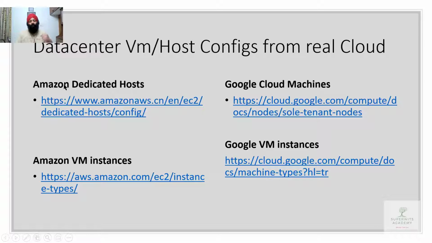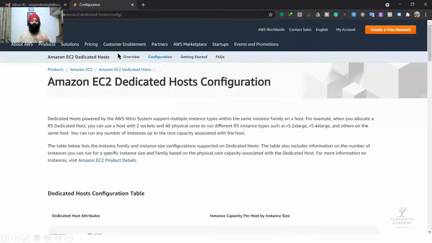So I took an example of Amazon and Google, right? So we are going to look at their actual configurations. In terms of Amazon, let me take you to the particular link, right? In terms of Amazon, what you will see is there are 2 types of services they provide. One is the virtual machine instances, which is given under Elastic Compute Cloud, and another service which has been provided under Elastic Compute Cloud is the dedicated host configuration.